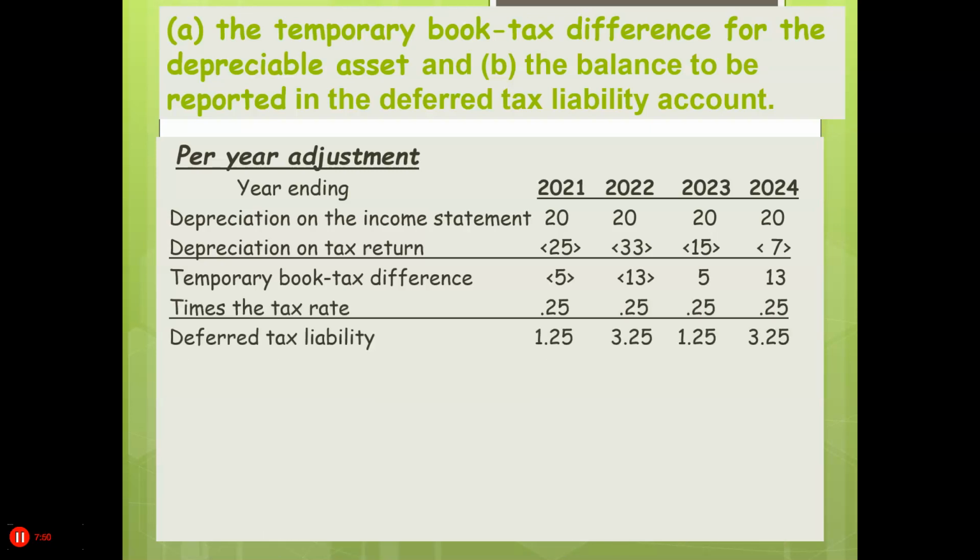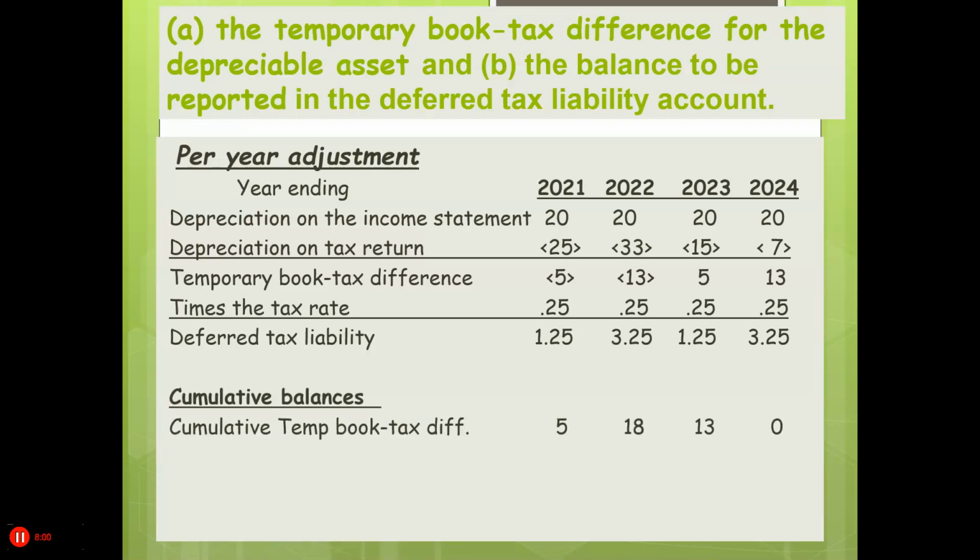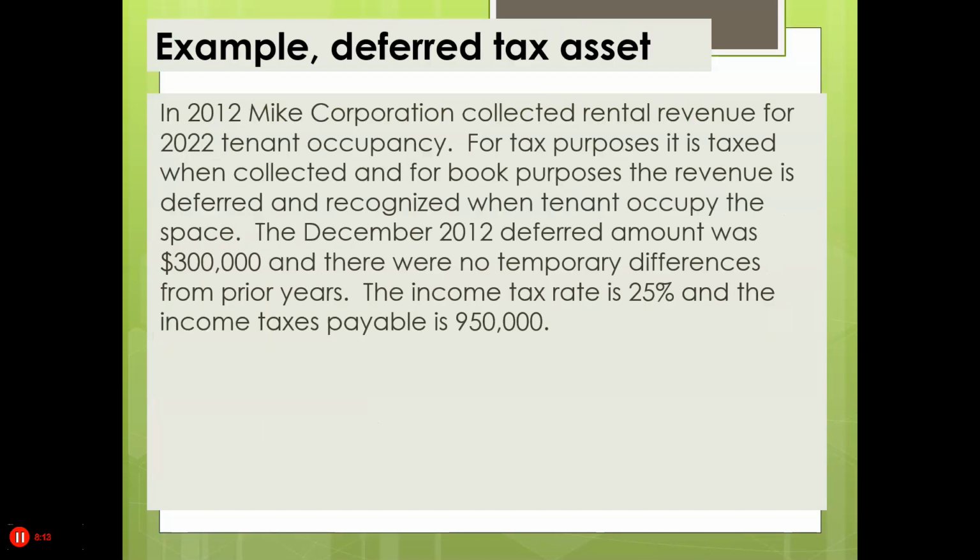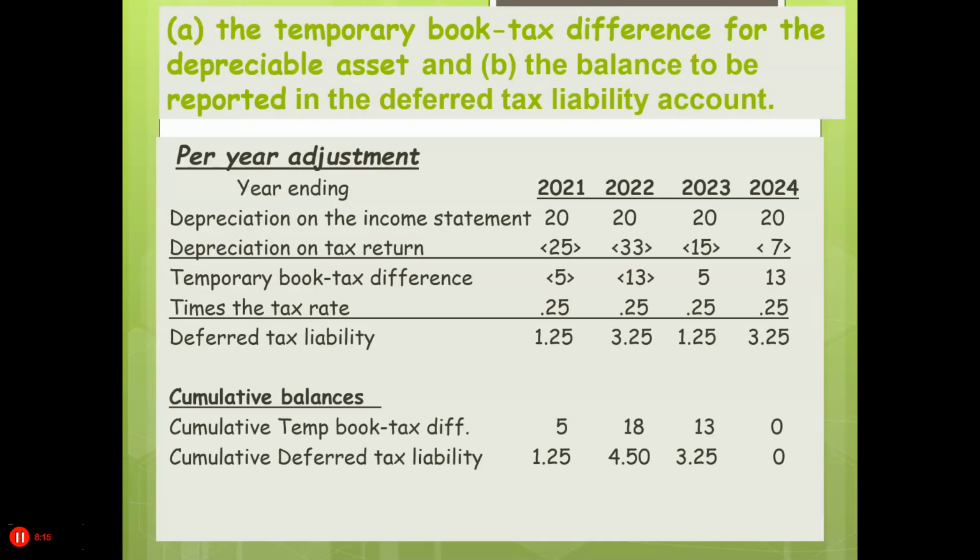Now you take it times the tax rate, and that tells you what the deferred tax liability is for each year. Now, what about the cumulative balance? Okay, cumulative temporary book minus tax difference, and cumulative deferred tax liability. And that's our totals right there.